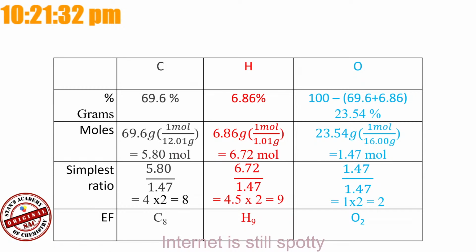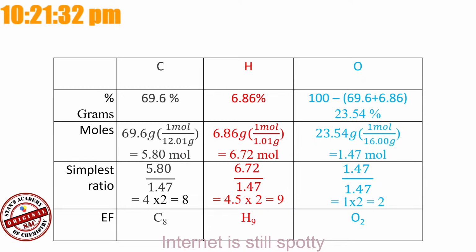Okay, so let's move on to the next slide. Your final answer for question number 2 would be, the empirical formula would be C8H9O2. And the reason was, for hydrogen we had 4.5 as the mole ratio for the simplest ratio. So that's the first problem, problem number 2, which you had a question with. Next let's look at problem number 3.